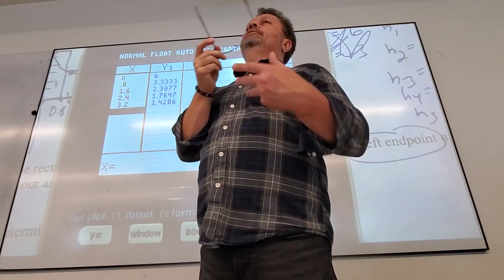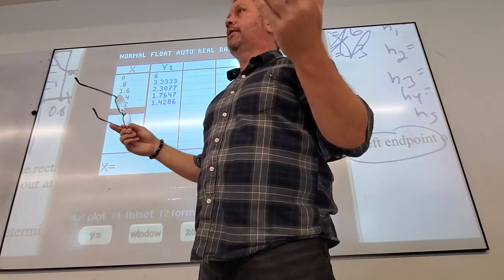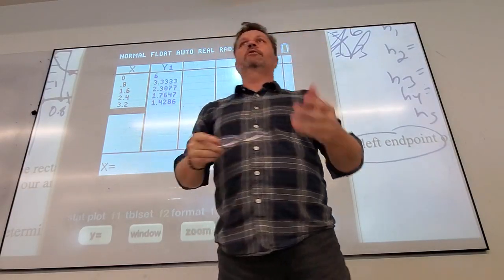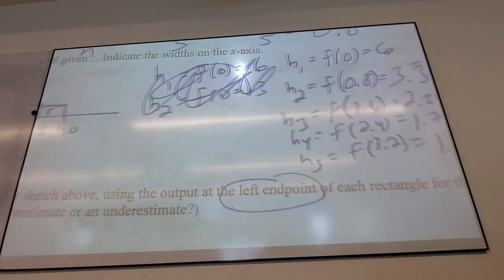It's not the end of the world that we're going to round in the middle, because the whole thing's an estimate anyway. So now I know all these heights. 2.308, 2.4 is 1.7647, and 3.2 is 1.4286. Okay. There's all my heights.